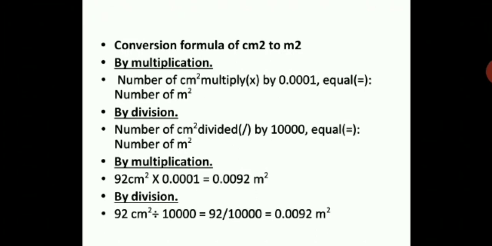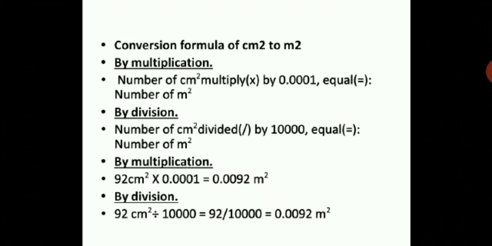Now over here you can convert by multiplication as well as by division. So how will you convert? By multiplication, the number of centimeter square multiplied by 0.0001 will be equal to the number of meter square. By division, the number of centimeter square divided by 10,000 will also give you the number of meter square.